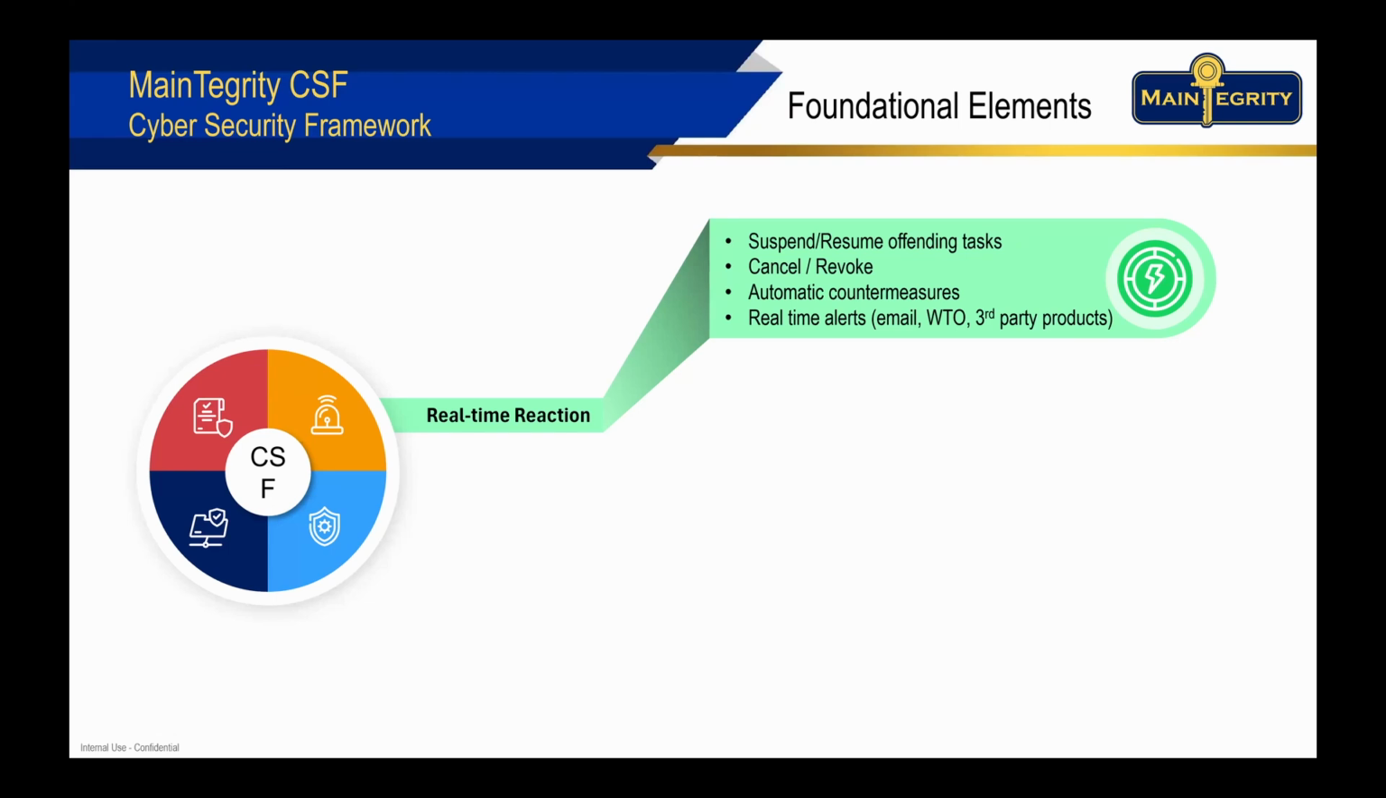From an alerting point of view, CSF can email or text a support person, open an incident in most major ticketing systems, issue a WTO. You have a lot of options of what you can do. And it also has the ability to integrate with the way your organization works and support the technology ecosystem that exists at your site.